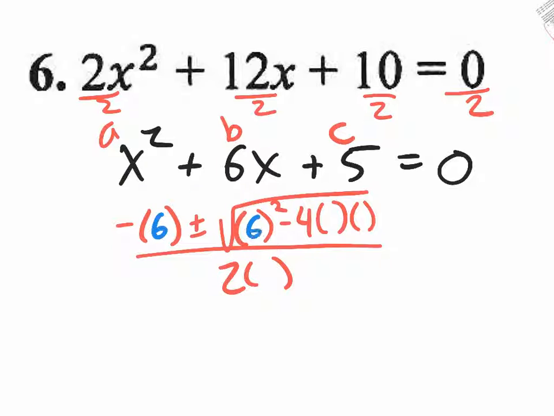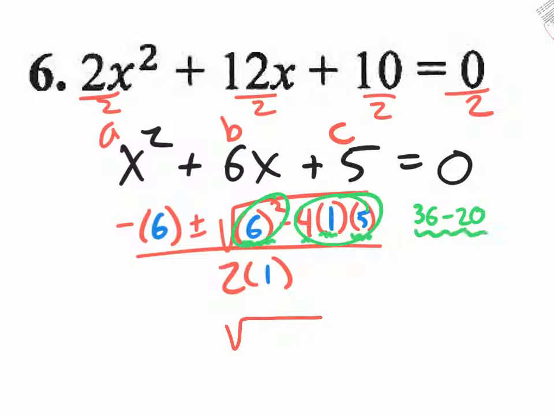6 for b, the a value is 1, the c value is 5. Discriminant: 6 squared is 36, 4 times 1 is 4, times 5 is 20. So on the inside, I really have 36 minus 20. And of course, you could use a calculator on the final exam. The 36 comes from here, the 20 comes from here. 36 minus 20 is 16. So on the inside, the discriminant is 16.